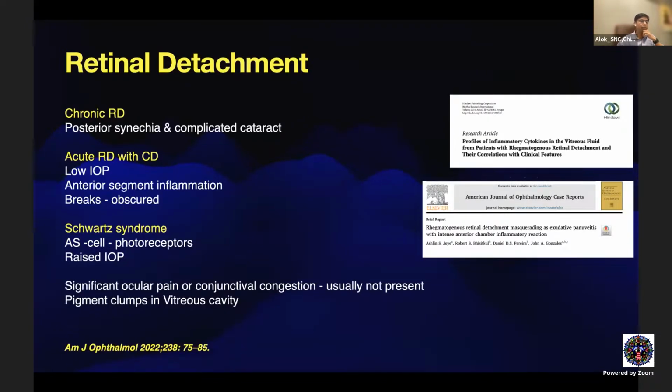So retinal detachment with choroidal detachment can mimic uveitis, because in chronic RDs, you can have a complicated cataract with posterior synechiae. Sometimes in acute RD with CD, you may have anterior segment inflammation, and the CDs can obscure the breaks, and you may get confused with an exudative kind of retinal detachment in these cases. And also, sometimes there could be presence of cells which are photoreceptors with raised IOP, as in Schwartz syndrome, where you may confuse it with a viral anterior uveitis.